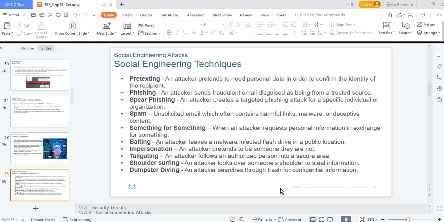Okay, some of the techniques are pretexting, phishing, spear phishing, spam, something for something. I think that's what we call quid pro quo. It's a Latin phrase. Baiting, impersonation, tailgating, shoulder surfing, dumpster diving. You throw trash into the bin. You have your account statement, you have IDs, you have payroll. You have very critical information, and you don't dispose of it properly. You don't shred. You're going to have some of these attacks possible.